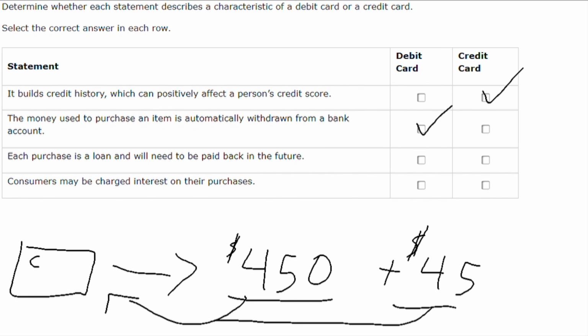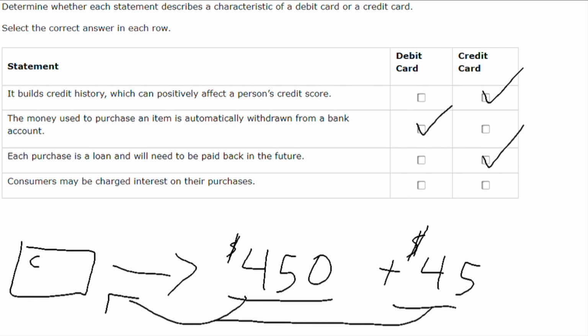Let's look at the third statement. Each purchase is a loan and will need to be paid back in the future. That is a credit card. Remember, you are borrowing someone else's money, so you have to give back what you've borrowed. That is not a debit card. With a debit card, you can use your money at your own will and you don't have to pay yourself back. All right.